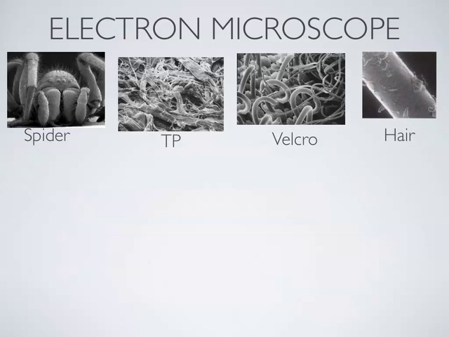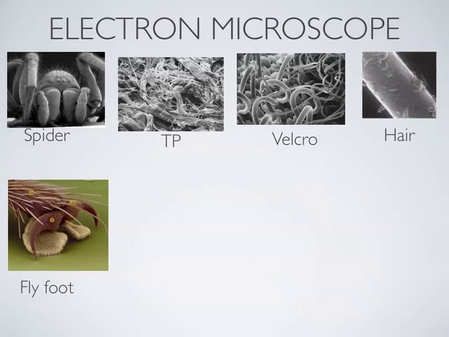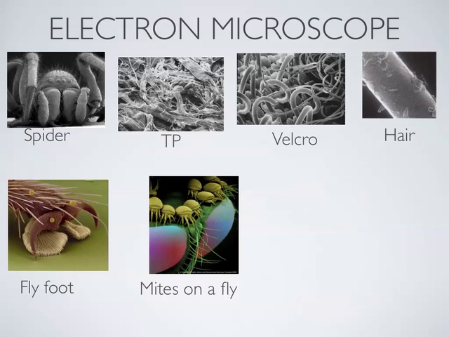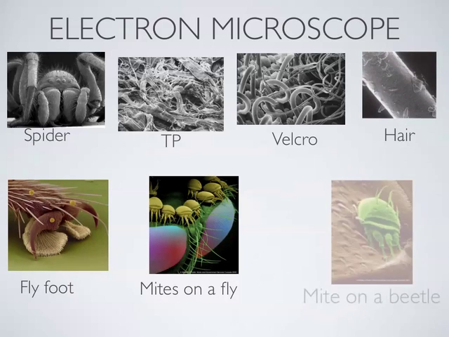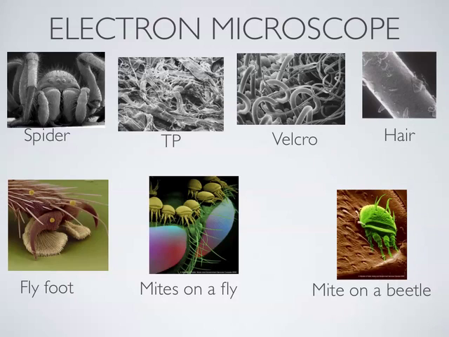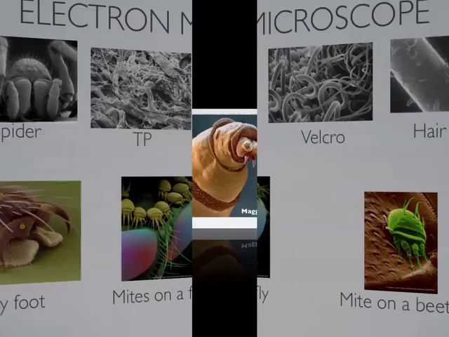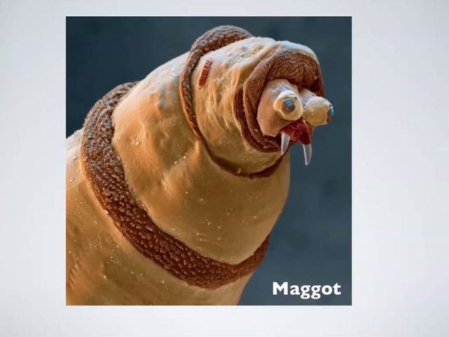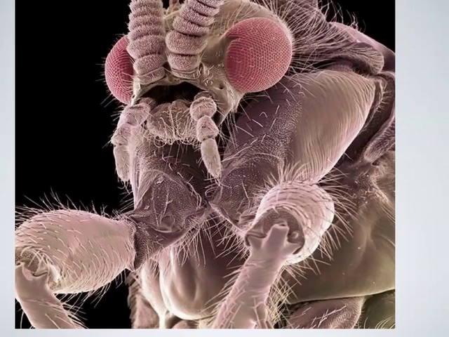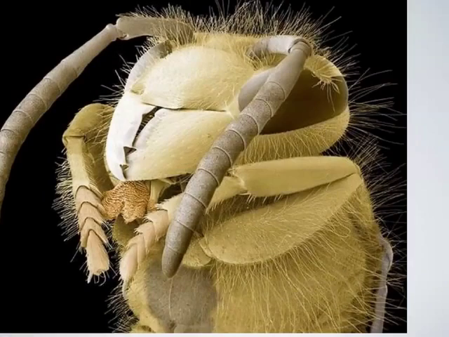This is both. See, these are the hooks, and then this is the loop part. That's a human hair. It's the foot of a fly. All these tiny little hairs allow it to sort of stick to the surface. This is a fly, but these are tiny little mites, parasites that live on the fly. They're colored in green here. There's a mite on a beetle. Okay, that's a maggot. Oh my god, it looks like a... That's a fly. Indeed.